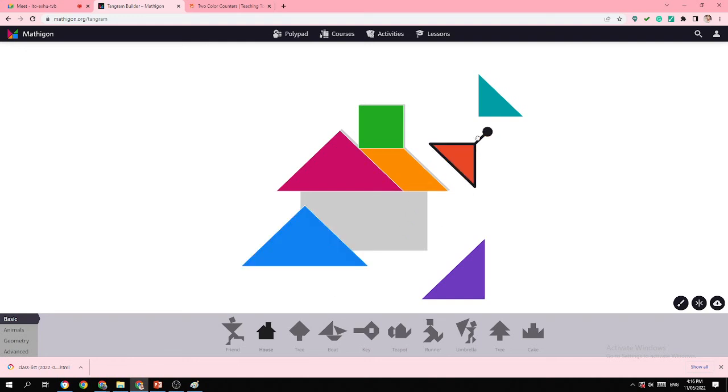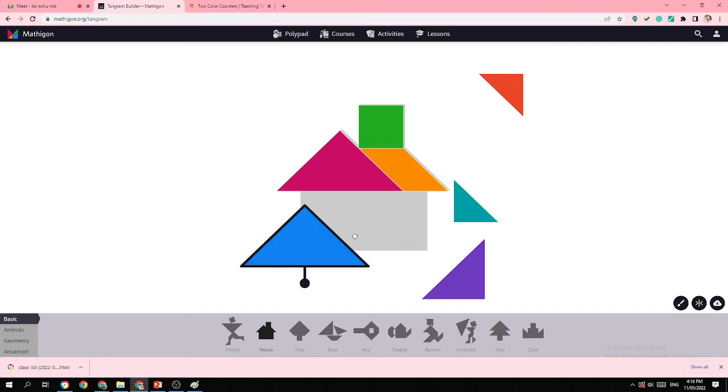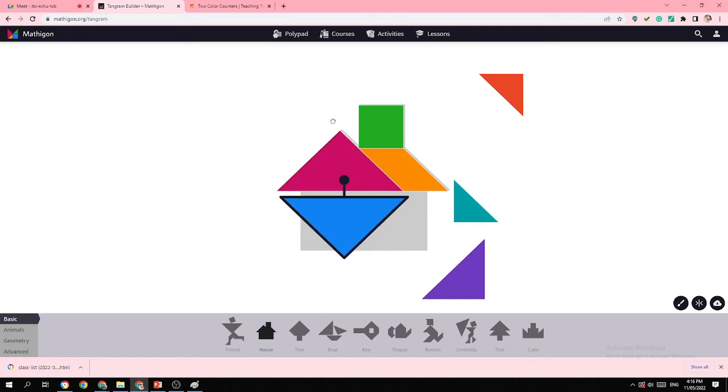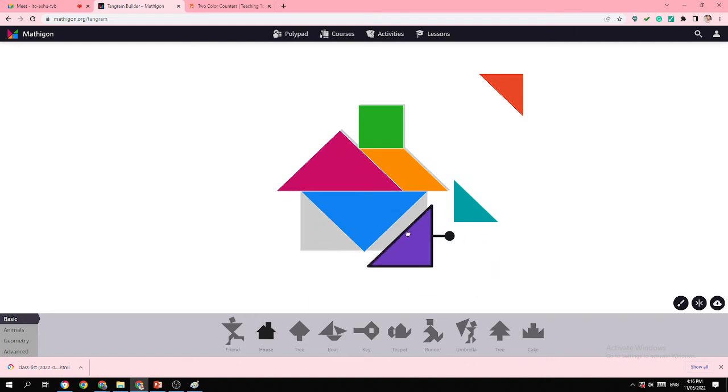Or, how do I make this? Rotate. Rotate this one. Huh? Rotate the big one. I'll rotate the big one. There. And over here.